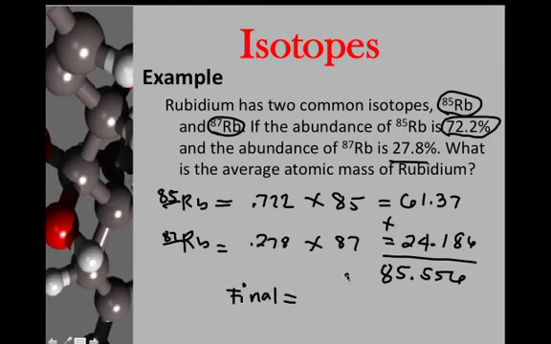So 85.556. What's the final answer to sig figs? How many sig figs are we keeping? Looks like 3 sig figs in our percents, so we'll keep 3 sig figs in our answer. So 85.6 AMUs, atomic mass units. That's my final answer. Good. We're getting good at this.